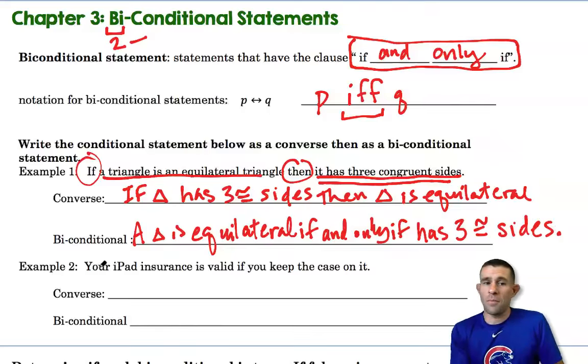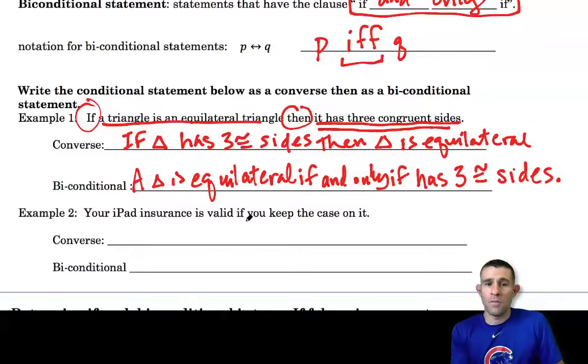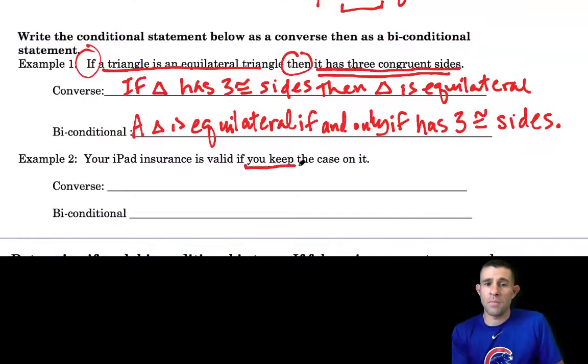Let's try this next example. Your iPad insurance is valid if you keep the case on it. So notice now that my if comes at the middle of the sentence. So here is my P statement or my hypothesis. And my conclusion is then your iPad insurance is valid.